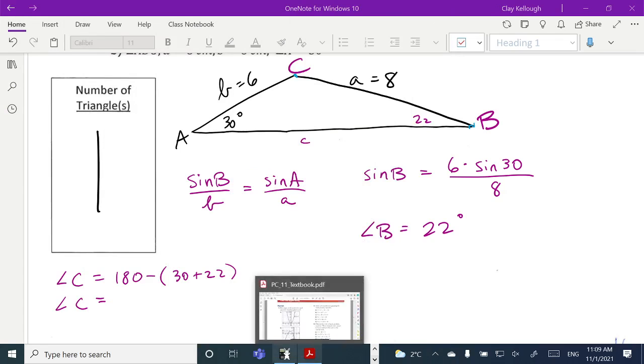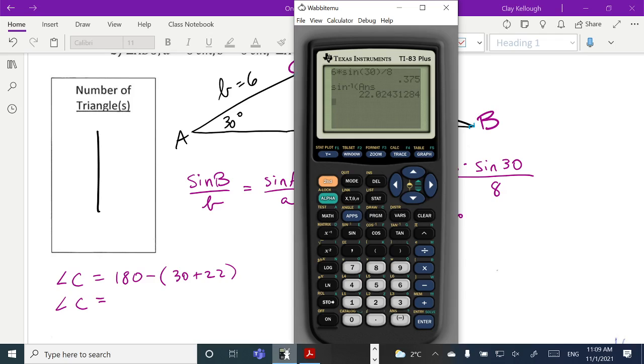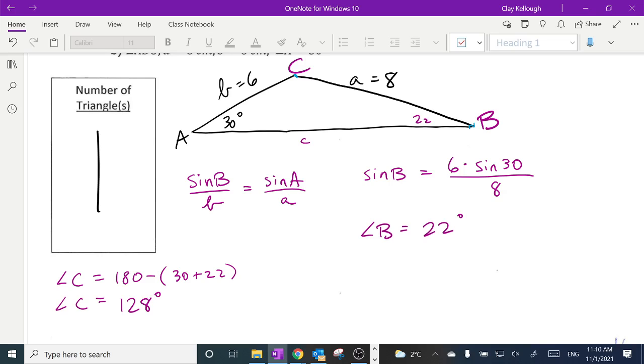Okay, so 180 minus, open a bracket, 30 plus, but instead of typing 22, which costs me accuracy, just use the answer from what you had before. That's going to carry all the decimals. See, look, it's all the decimals. And again, I don't have to write all the decimals down. I'm going to round it to 128 degrees, but I'm not going to use 128 in my next calculation.